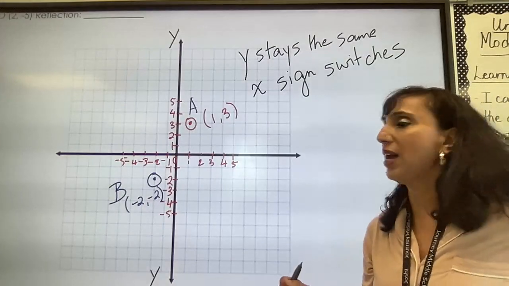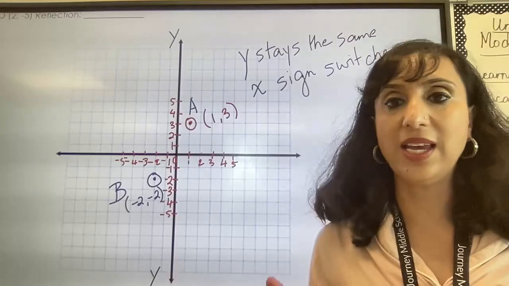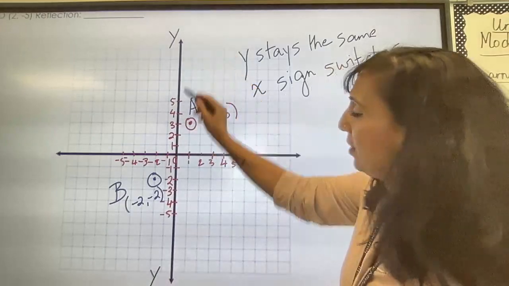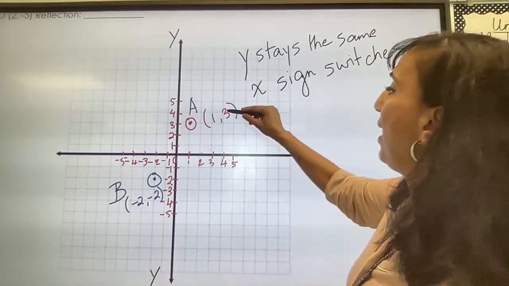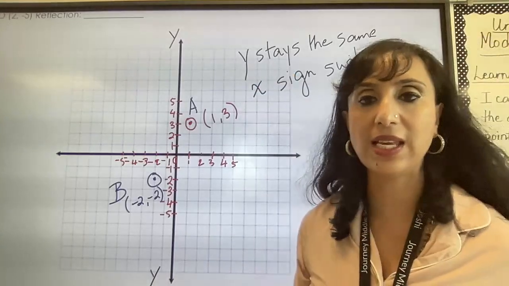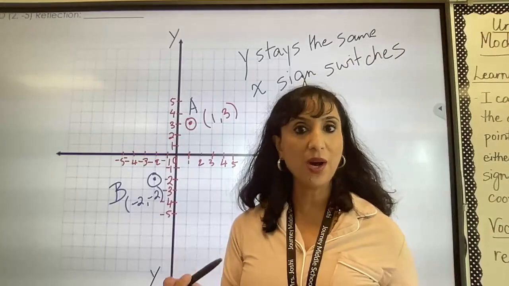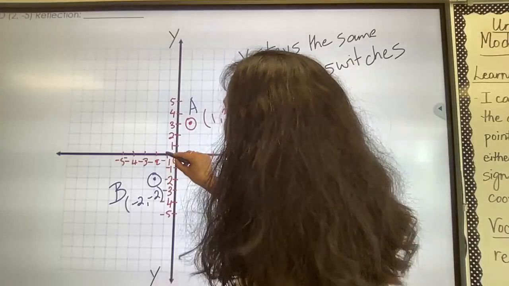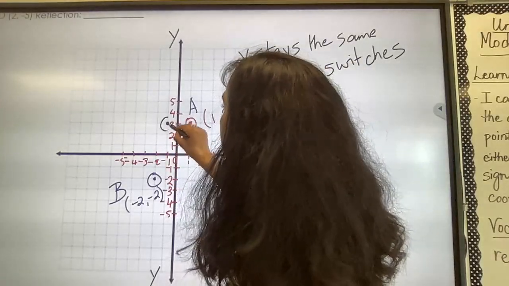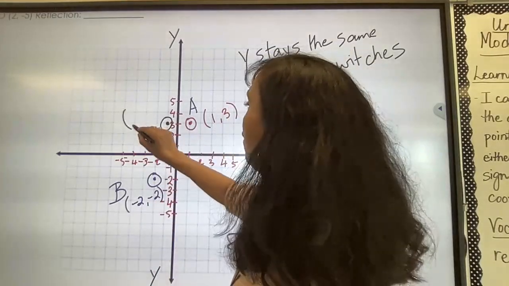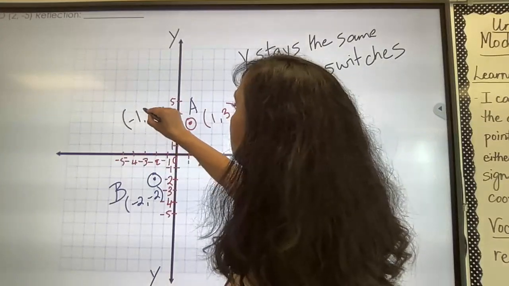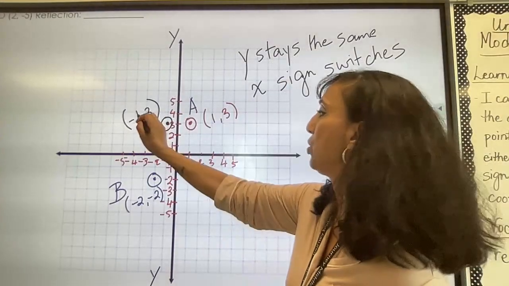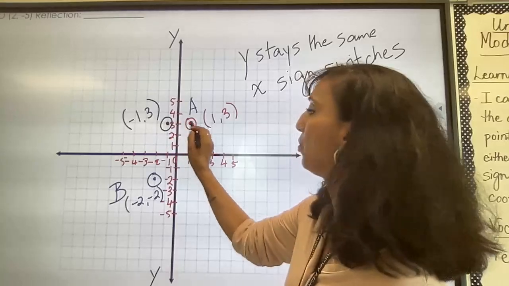If I have this point, I have ordered pair 1, 3, and it's saying to reflect it on the y-axis. This is my y. Okay, so my y stays the same. So 3 is going to stay the same. And look at what is the opposite of 1. It is -1. So look, this is going to become -1 and 3. So this is my reflection on the y-axis. So look, the y stays the same, and the 1 has switched to -1, and look, there's the same distance on both sides of the y.